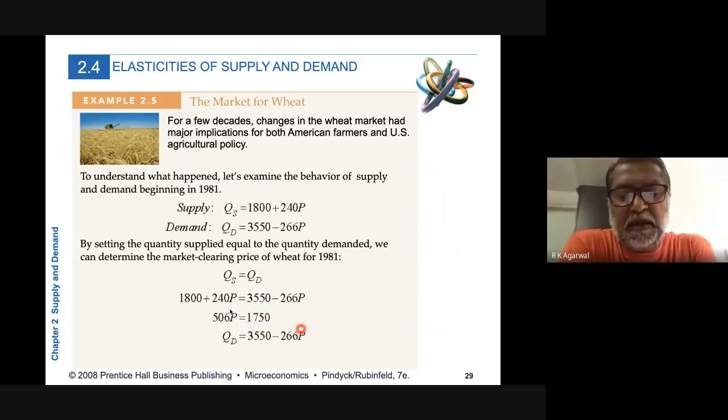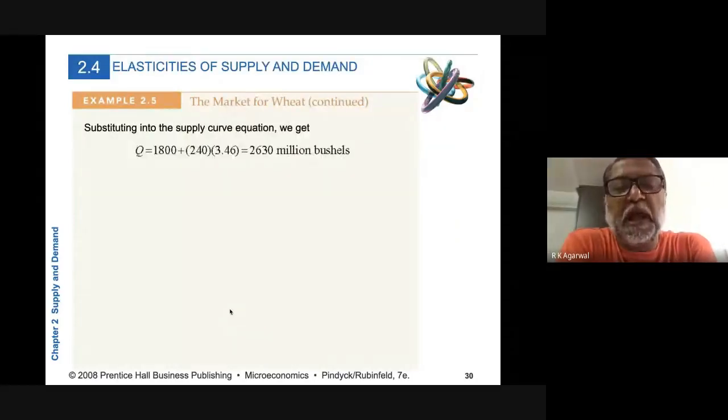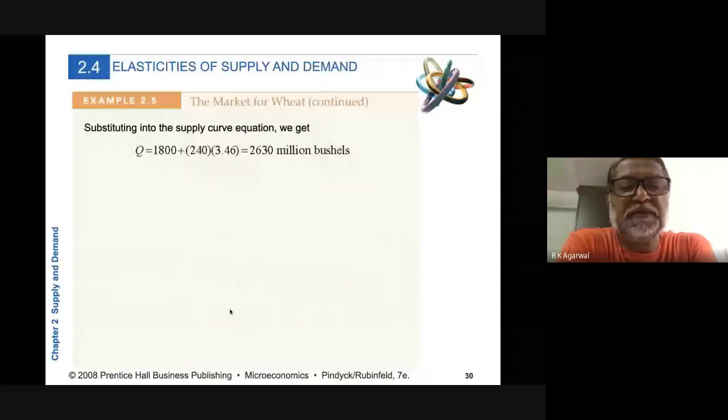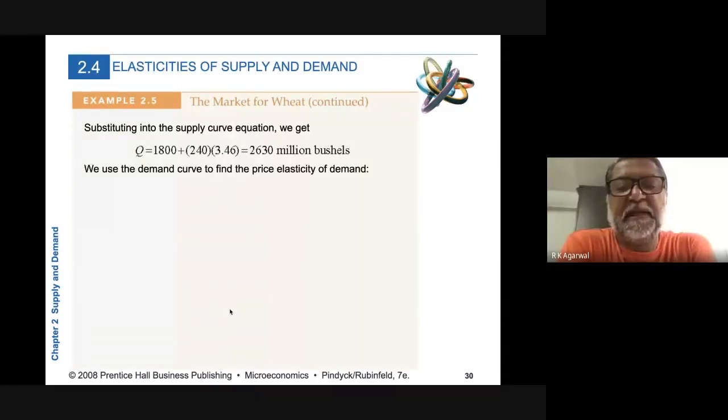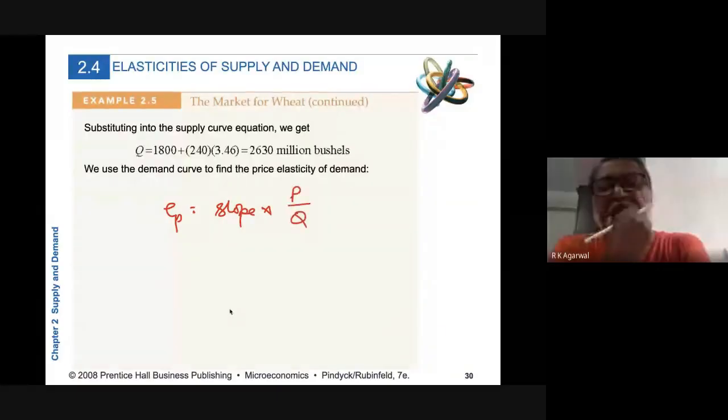Demand is this much, so P is 3.46. And the supply equation gives you what value? 2630 million bushels of wheat. We use the demand curve to find the price elasticity. So now we will find the price elasticity. Elasticity of price is equal to slope into P by Q.